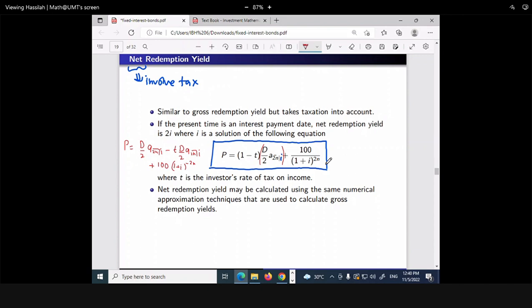Because the back one is the interest rate given, but for the front part we have the D, right? The D is the coupon rate for the bond. So the coupon rate has included the tax. So to calculate the net redemption yield, I guess we have to do it like this.